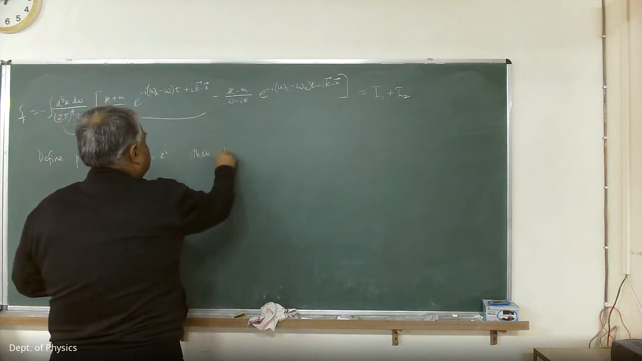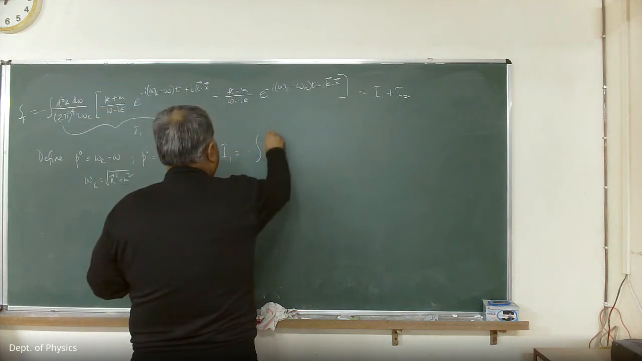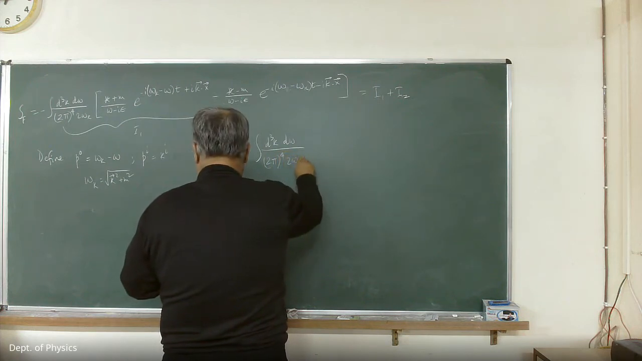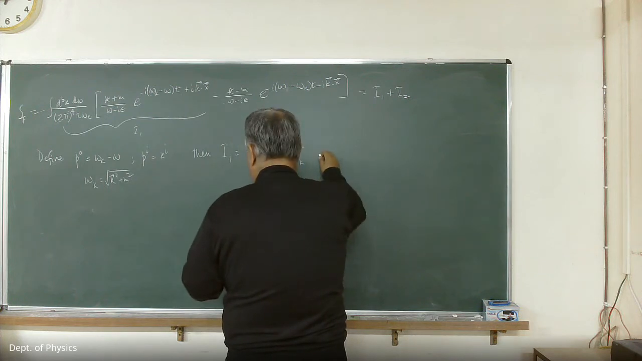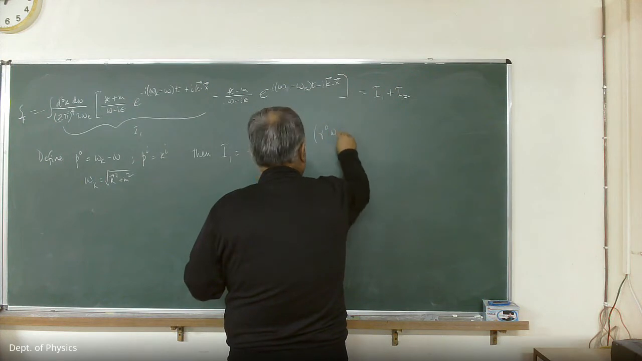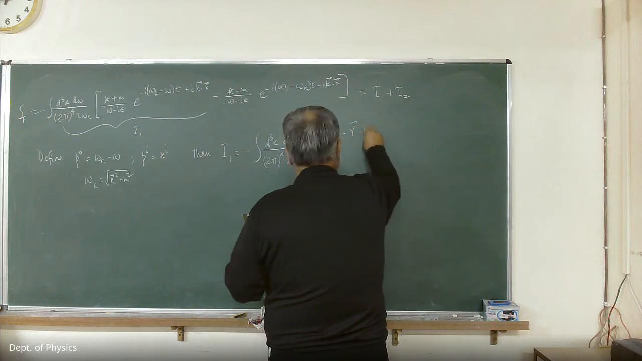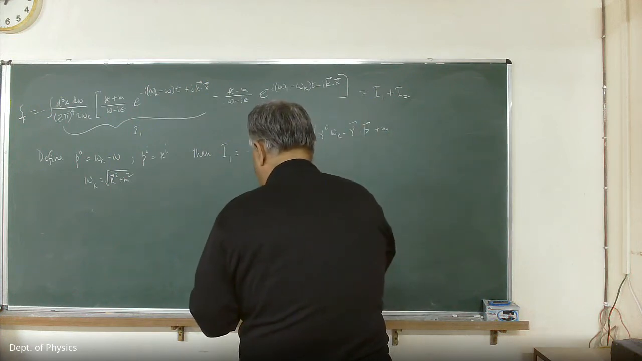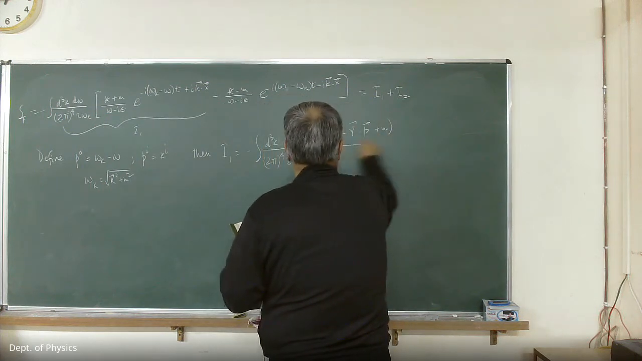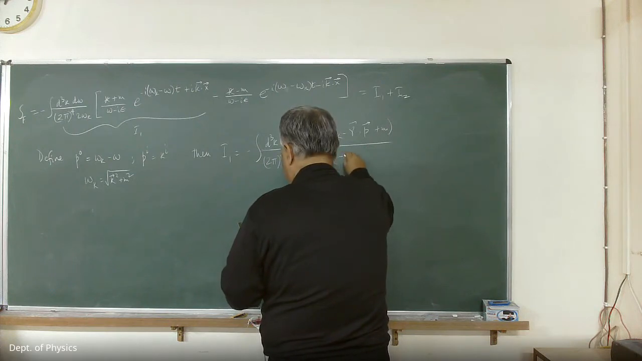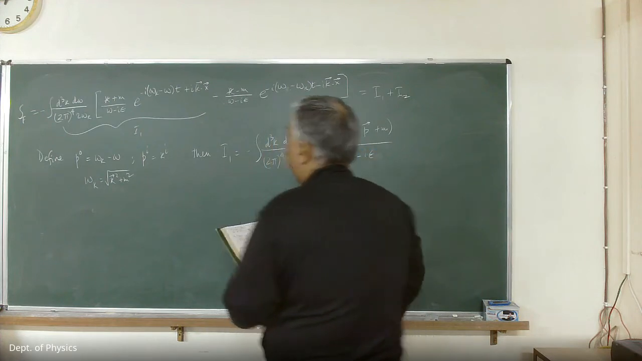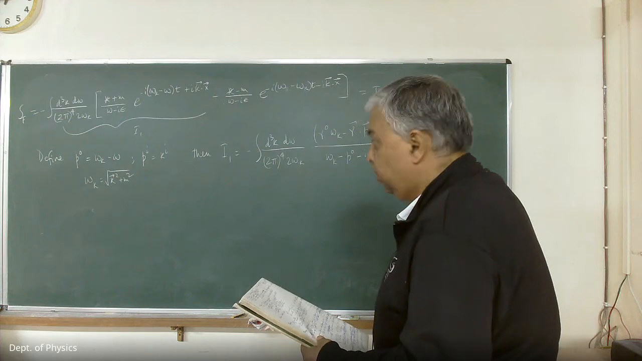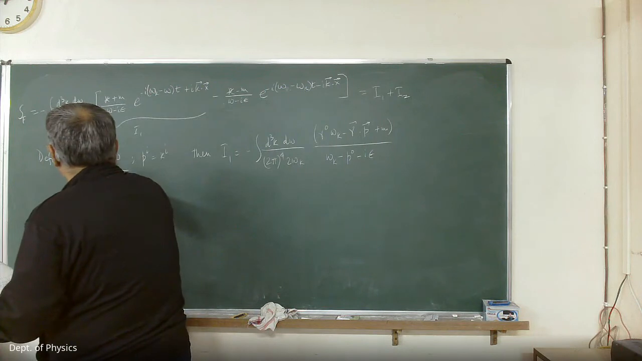I1 is equal to minus d3k d omega over 2 pi to the 4, 1 over 2 omega k, and this will become gamma naught omega k minus gamma dot p plus m, by omega k minus p naught minus i epsilon. I replaced omega by omega k minus p naught.